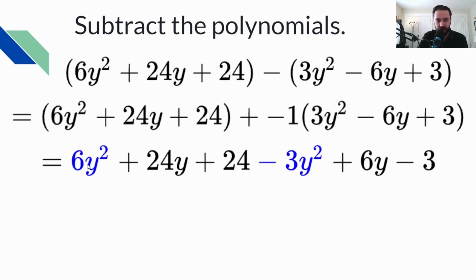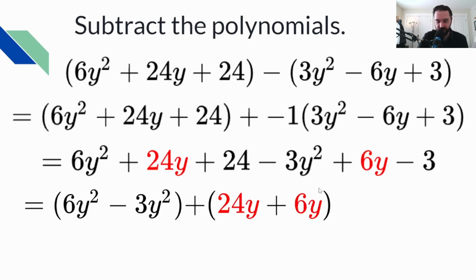Here in blue, I have 6y squared and negative 3y squared. Those are like terms. And then here in red, I have 24y and 6y. Those are like terms. And then here I have 24 and negative 3. We're going to add those together. Those are our constants that are floating around.